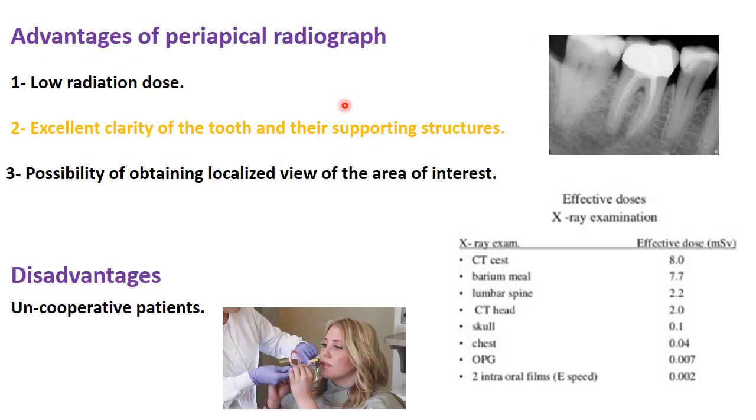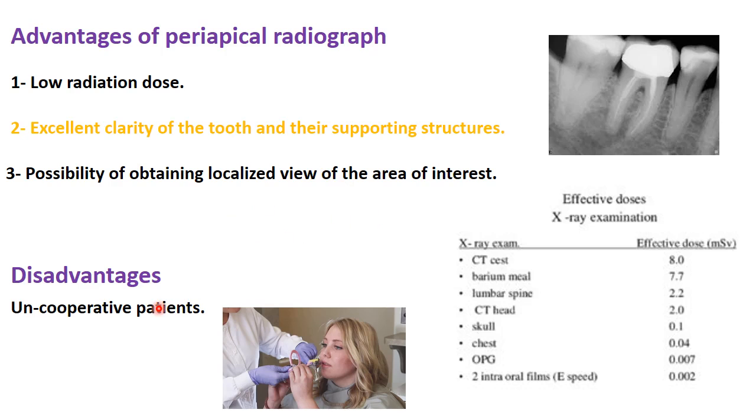So what are the advantages of periapical radiograph? First of all is low radiation dose. You can see from the table that for two intraoral films, the effective dose is 0.002, which is a very low dose. And we have excellent clarity of the tooth and supporting structures, as you can see in these cases, and the possibility of obtaining a localized view of the area, like the anterior region or the posterior region.